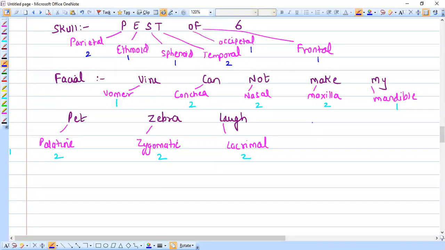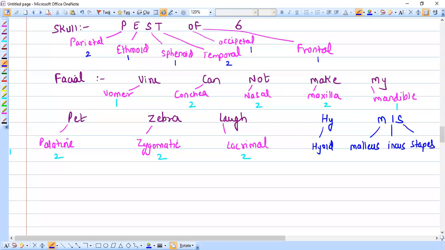Now this boy who is saying Viru cannot make my pet zebra laugh, he is complaining to whom? He is complaining to Miss. So I say Hi Miss. So when I say Hi Miss, Hi stands for hyoid bone. Miss is all the 3 ear ossicles. So we have malleus, we have incus, and we have stapes.